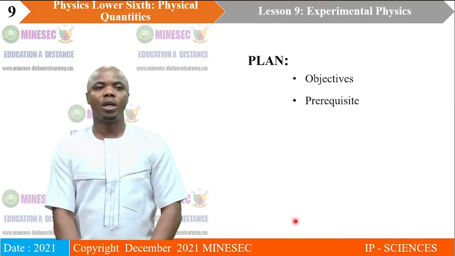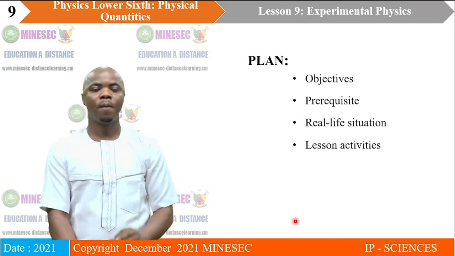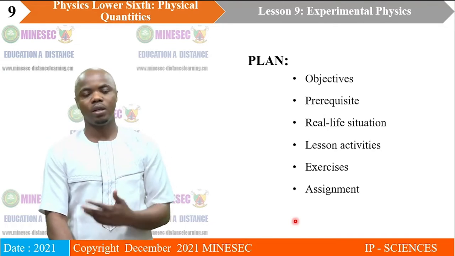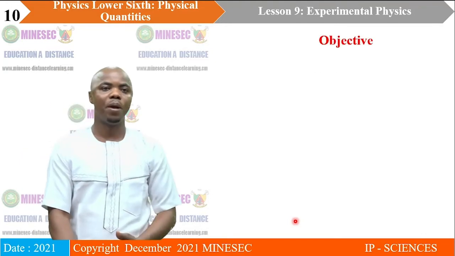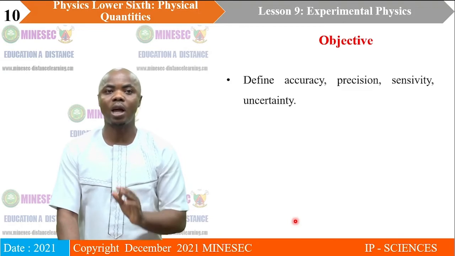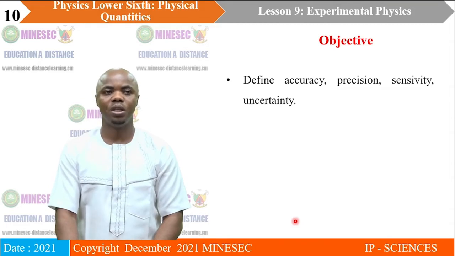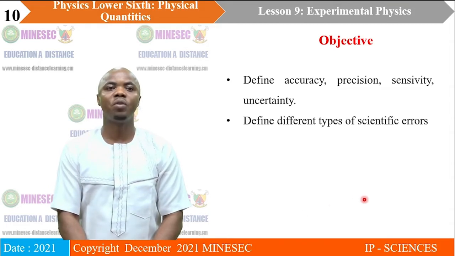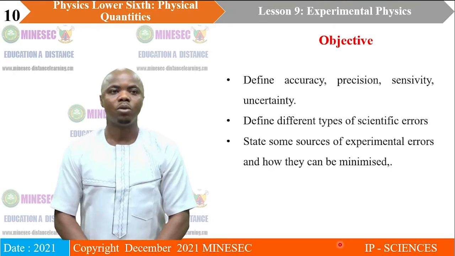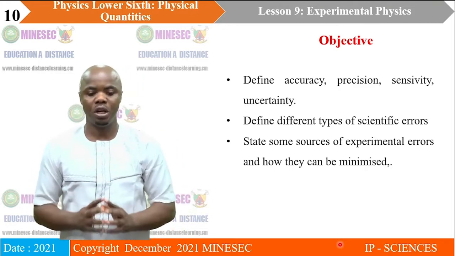We'll start the lesson with an objective, a prerequisite, then we'll give a real-life situation. The learning activities will follow suit, we'll do exercises, and then we'll conclude with an assignment. Objectives. By the end of this lesson, you want to define accuracy, precision, sensitivity, and uncertainty. You want to define the different types of scientific errors, and you want to state some sources of experimental errors and how they can be minimized in the laboratory.